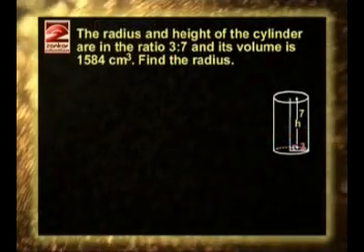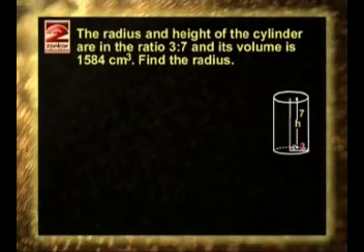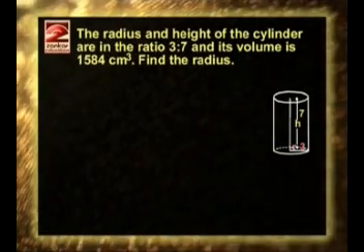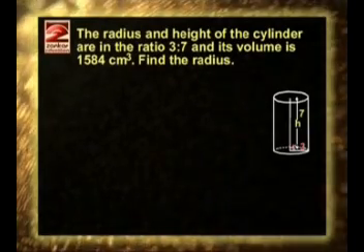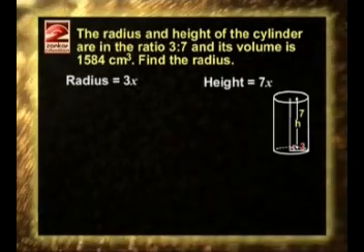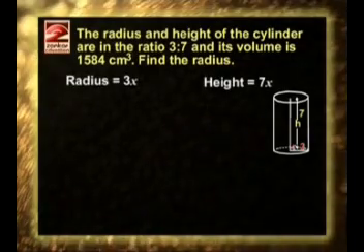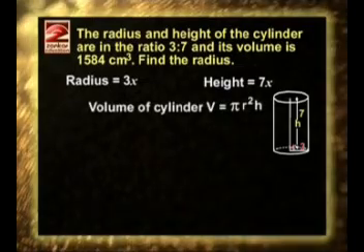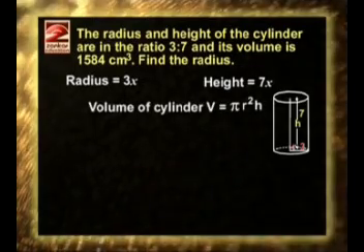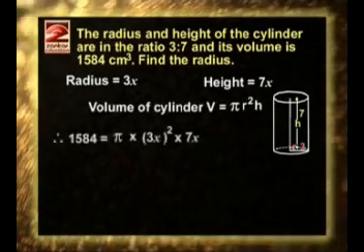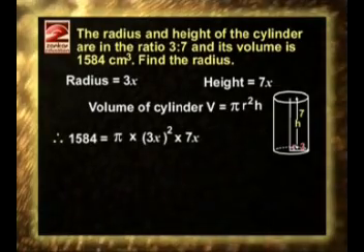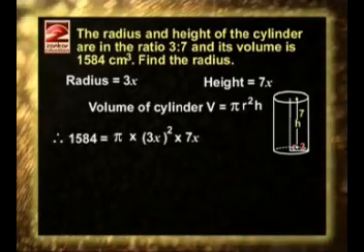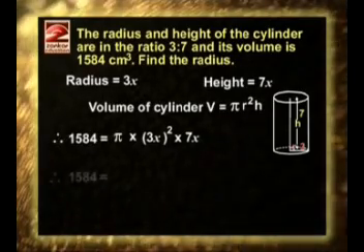Now the question: the radius and height of a cylinder are in the ratio 3:7 and its volume is 1584 centimeter cube. Find its radius. Let the radius be 3x and height be 7x. Now volume of cylinder V is equal to pi R square H. Therefore 1584 is equal to pi into bracket 3x square into 7x.